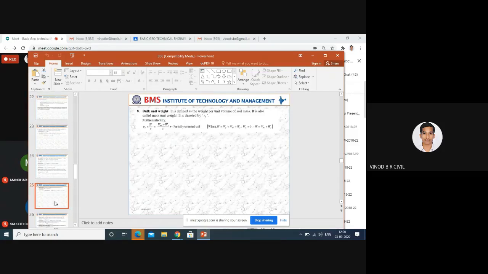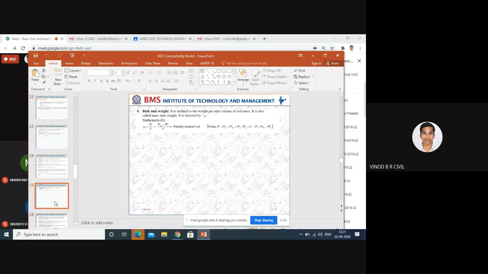Bulk unit weight is defined as the weight per unit volume of soil. It is also called the mass unit weight, and it is denoted by gamma B. Gamma B means bulk unit weight. When bulk unit weight comes into the picture, it means the soil is saturated. Gamma D means the dry unit weight. When dry unit weight comes into the picture, it means the soil is completely dry.